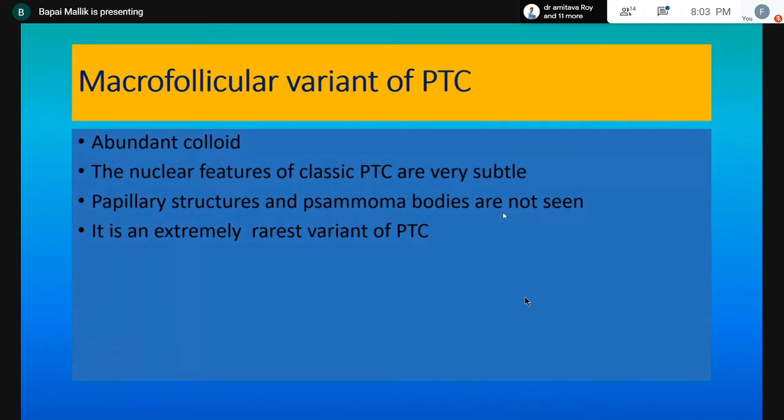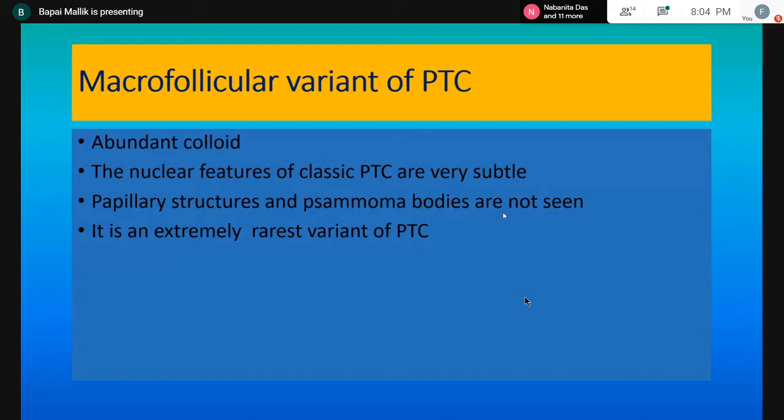It is the macrofollicular variant of papillary thyroid carcinoma. The difficulty comes from the fact that we are mentally trained to call something colloid goiter when you see a lot of colloid. So the moment we put a slide in a microscope and you see lots of colloid, we say, this is benign. Not in this case. This is a variant of papillary thyroid carcinoma which can show an abundant amount of colloid.